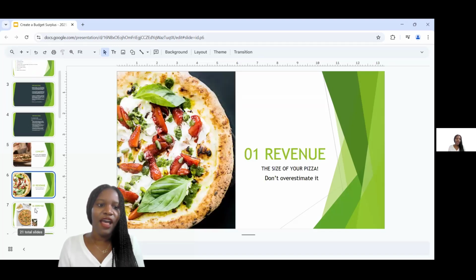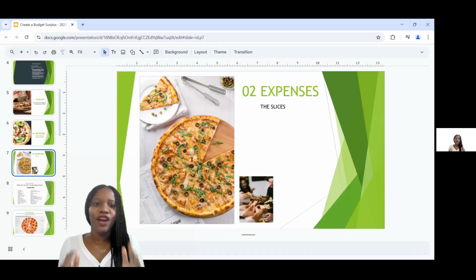And then the expenses are going to be the slices of the pizza. So how are you going to cut this pizza? How many slices are you going to have when you have this revenue coming in? When your income comes in, how are you going to manage it with the expenses? How many pieces do you have? Are they going to be large or small? The more expenses you have, the more you need to cut this pizza into small slices. So is it going to be a large slice or a small slice?